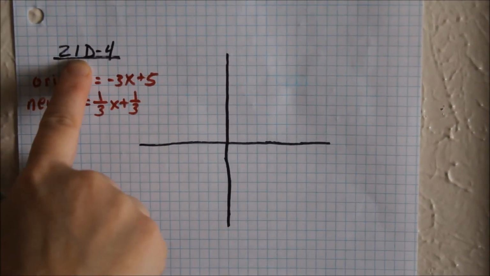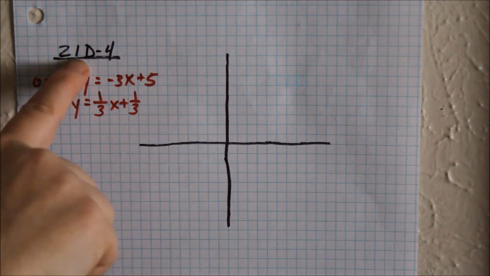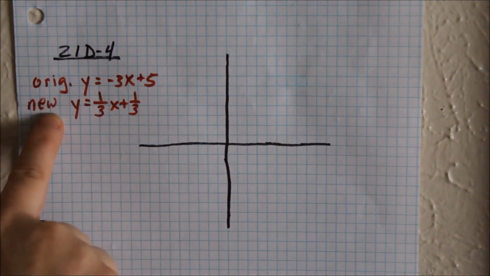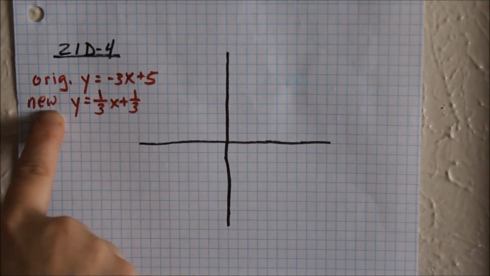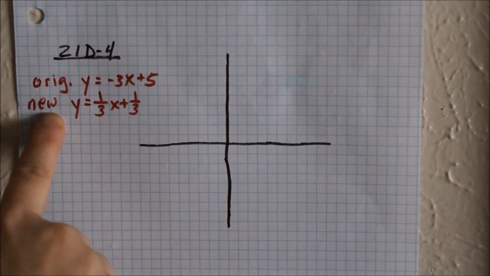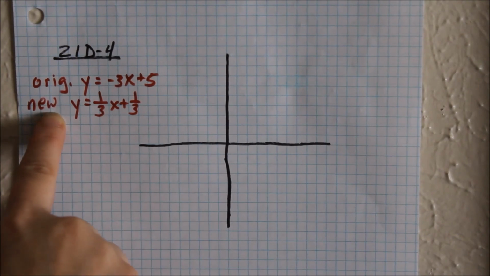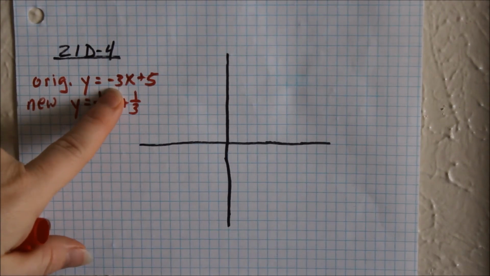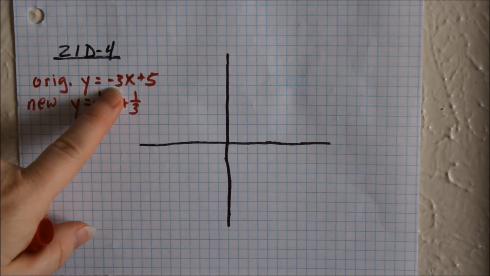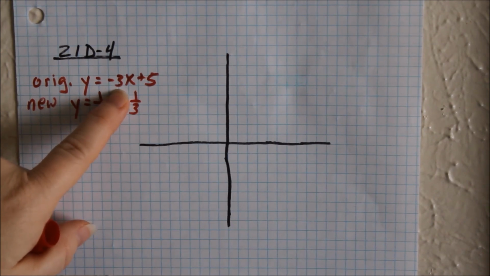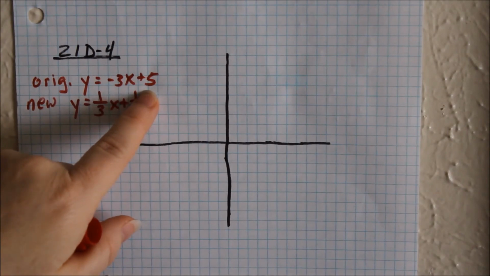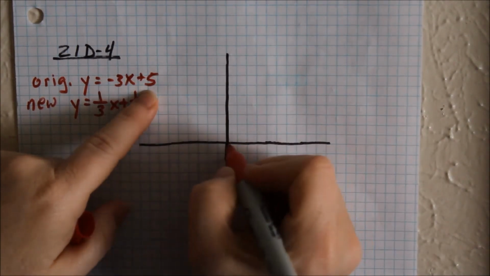Okay, we're graphing 21D4. The problem asks us to graph only the new line, but I am going to graph the original line because these lines are perpendicular. In my opinion, it's good to graph both the original and the new one just to make sure that your lines are truly perpendicular. So our original line, once we put it in slope-intercept form, is y equals negative 3x plus 5. You can only graph when it's in slope-intercept form because then I can see the y-intercept and the slope. So my y-intercept is a positive 5.